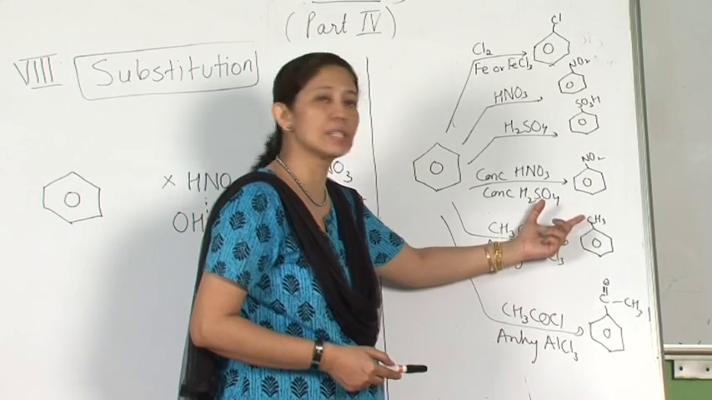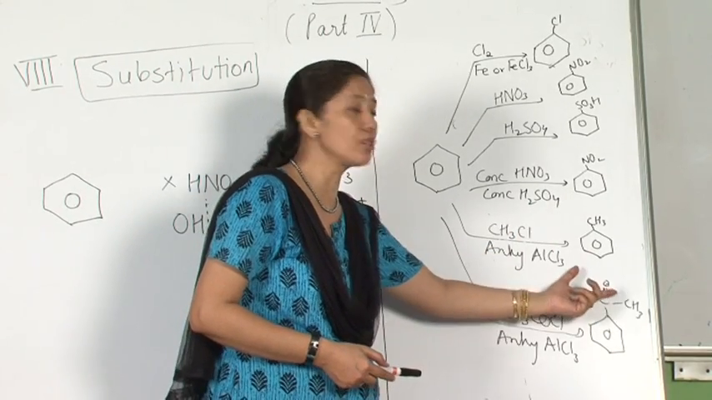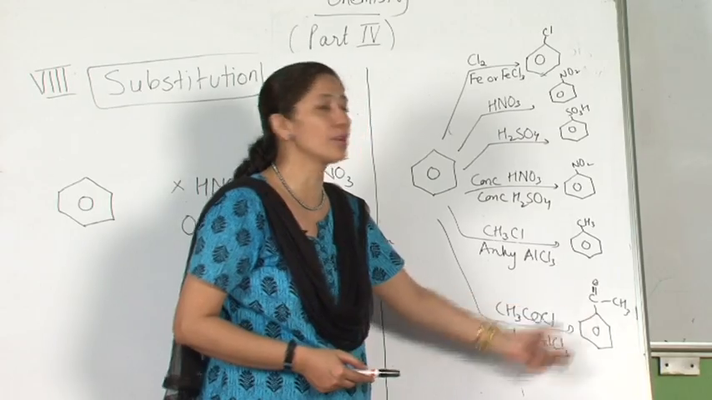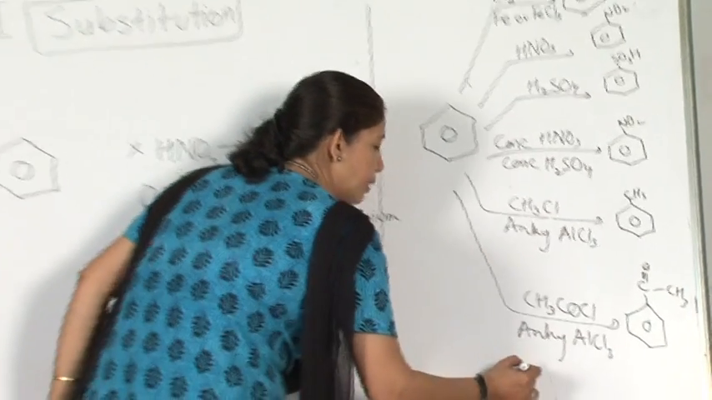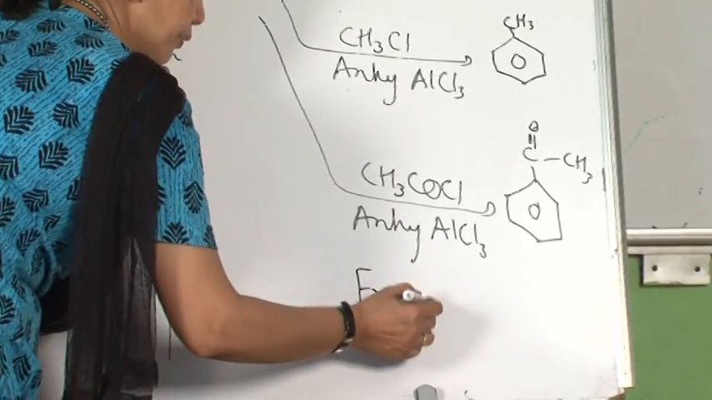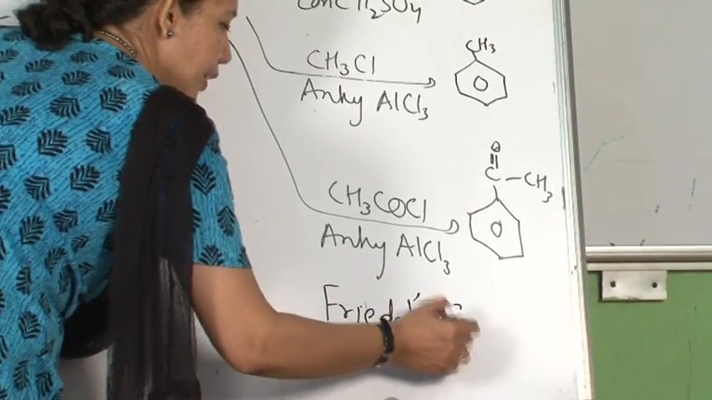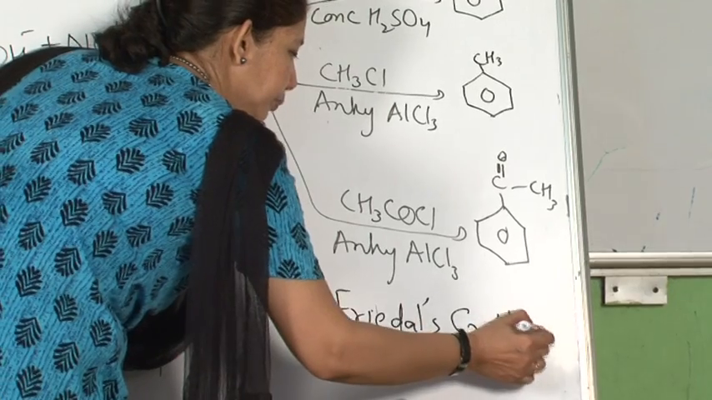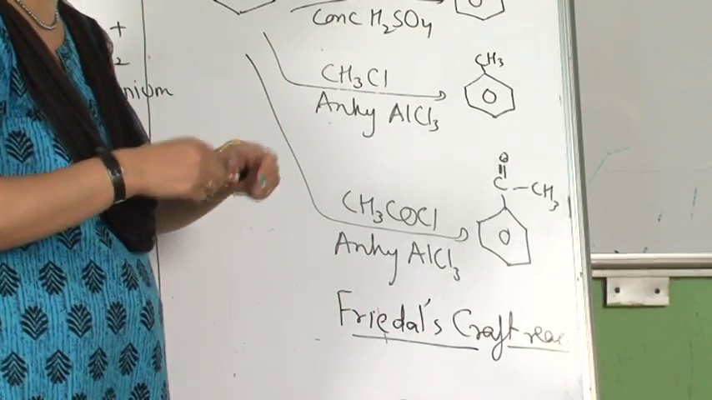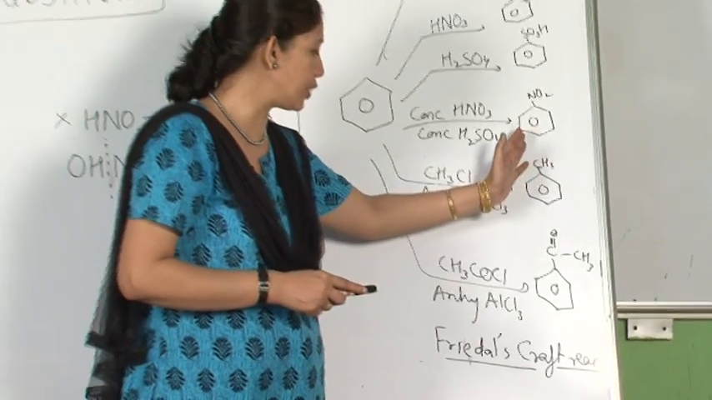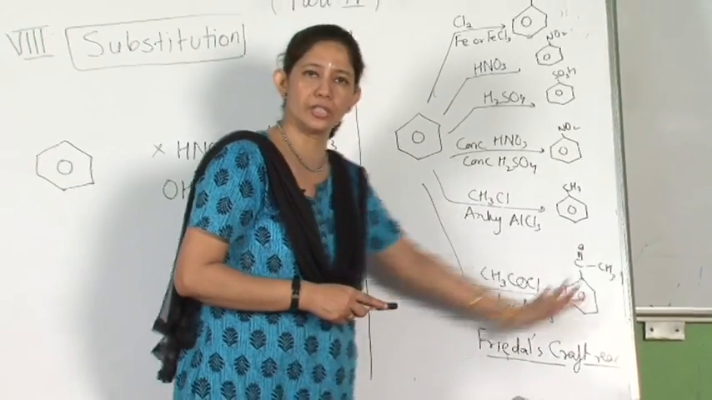Group, and hence the process is alkylation. Here there is introduction of acyl group and hence the process is called acylation. The last two are the naming reactions. This is nothing but Friedel-Crafts reaction. Since here there is introduction of the alkyl group, I say Friedel-Crafts alkylation; acyl group, so Friedel-Crafts acylation.